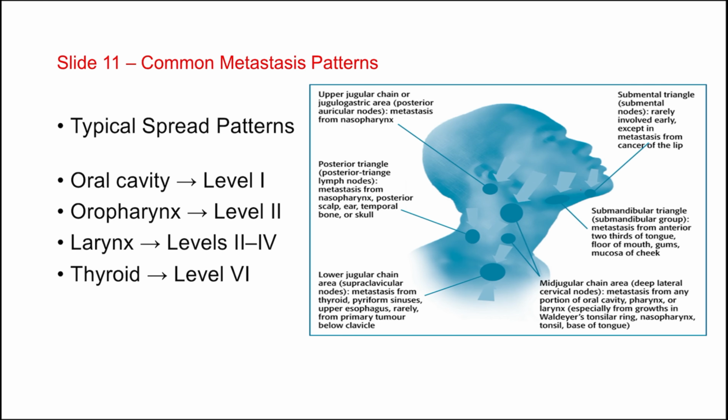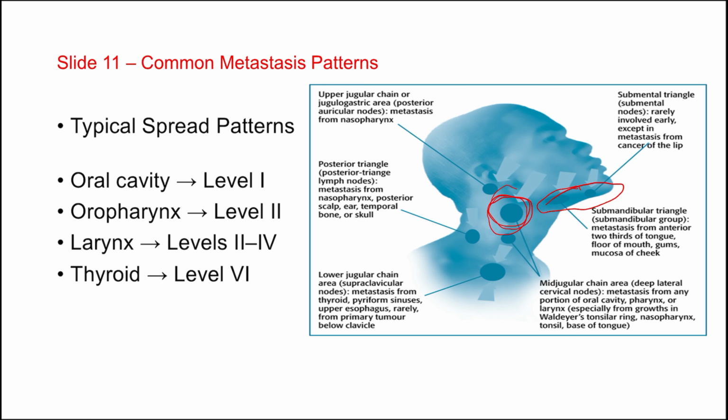Head and neck cancers usually spread to predictable lymph node levels. For example, oral cavity cancers commonly metastasize to level 1 nodes. Oropharyngeal cancers frequently spread to level 2 lymph nodes. So this is level 1 lymph nodes, and the oral cancers are commonly drained into this group of lymph nodes, whereas the oropharyngeal cancers frequently spread to the level 2 lymph nodes.